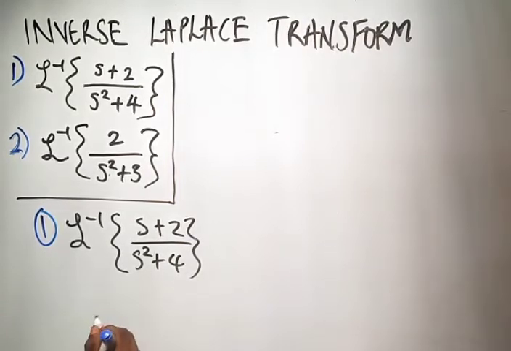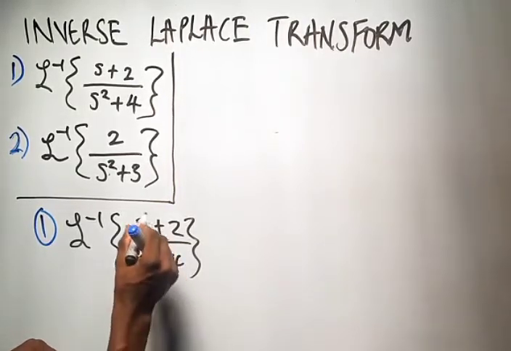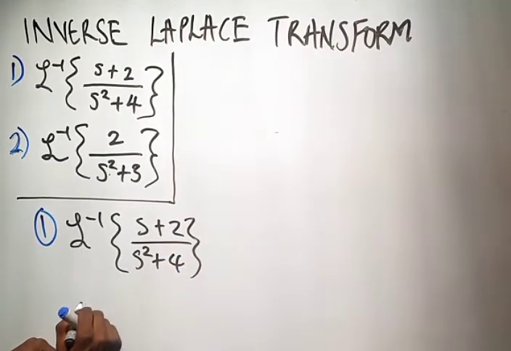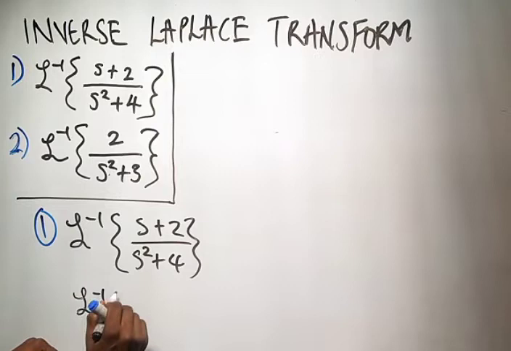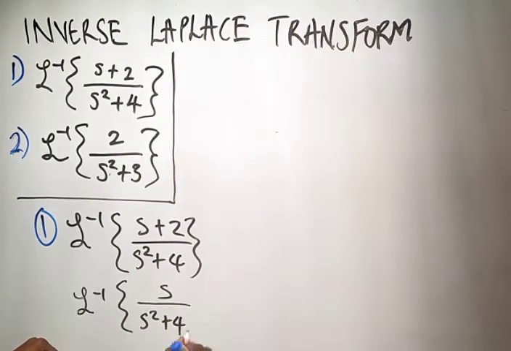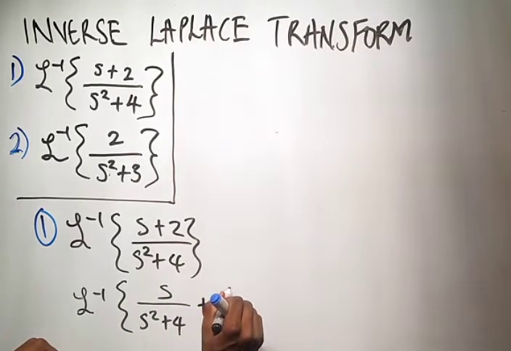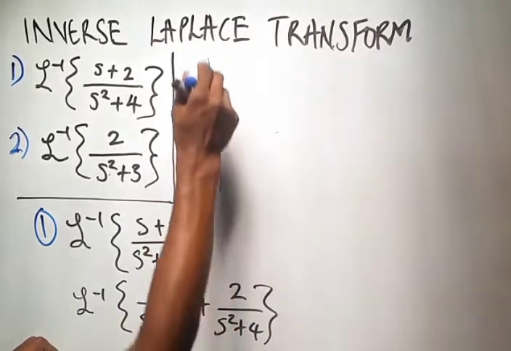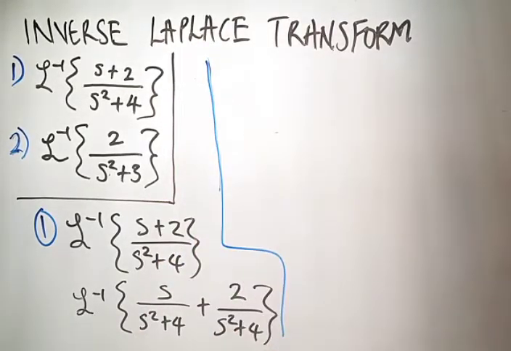Alright, so the manipulation here is just to rewrite this in a form that we can recognize. I'm going to split this into two fractions. The first being s over (s squared + 4), and I add it with 2 over (s squared + 4). Okay, so let's continue from here.